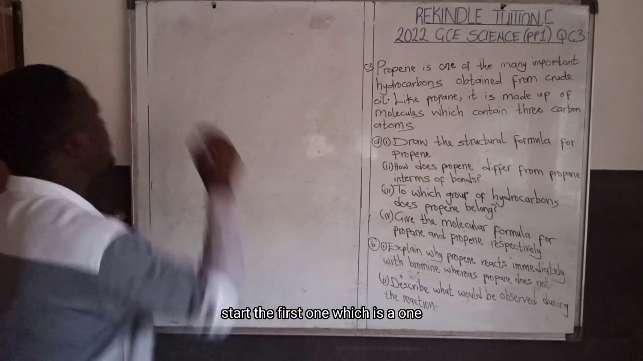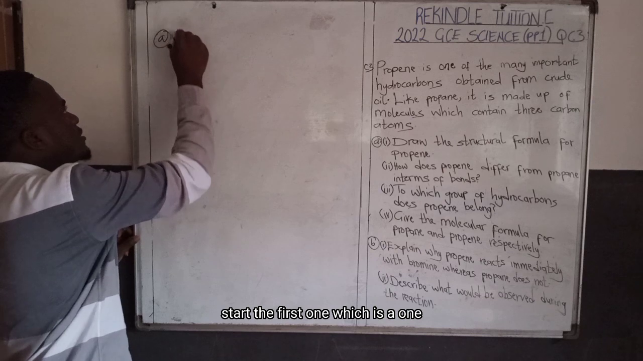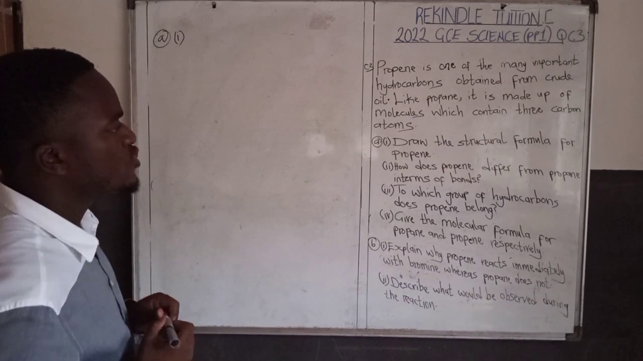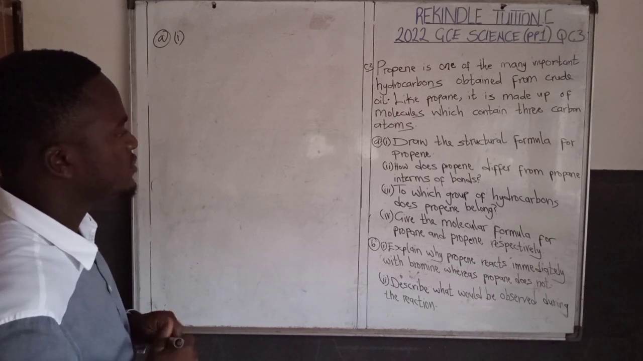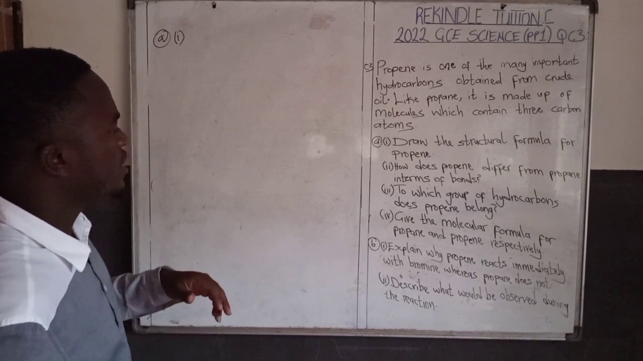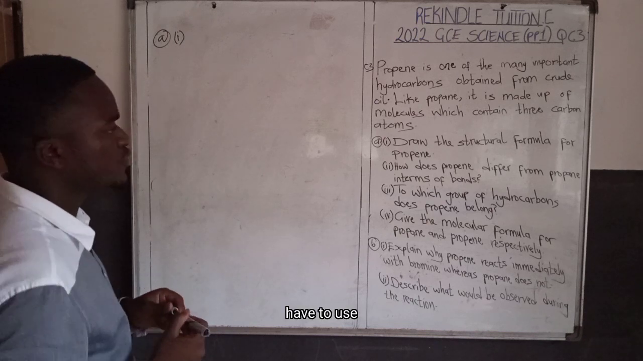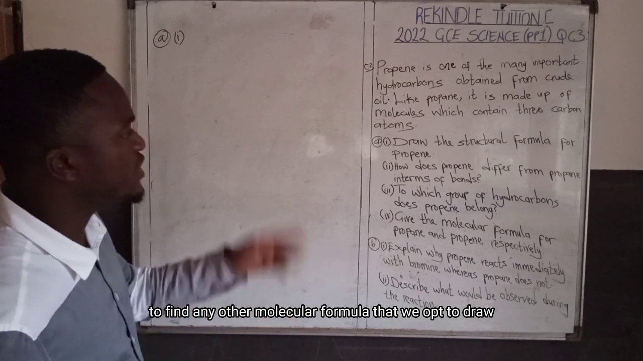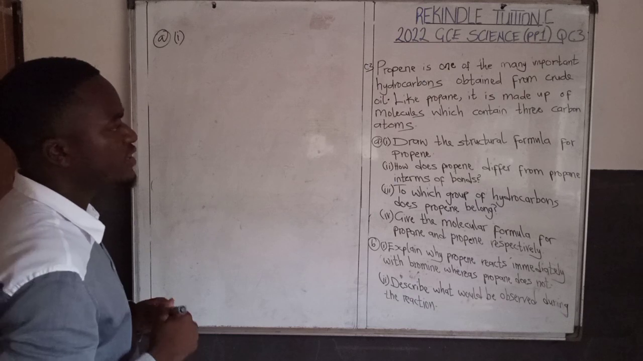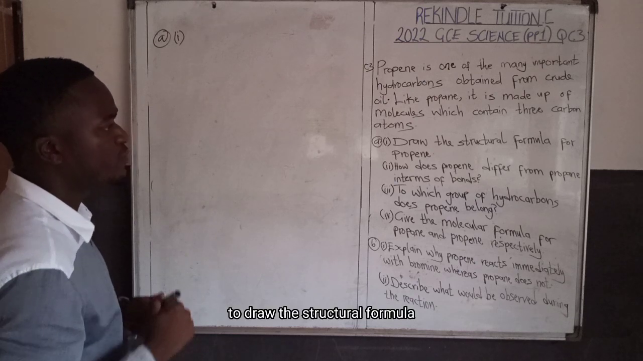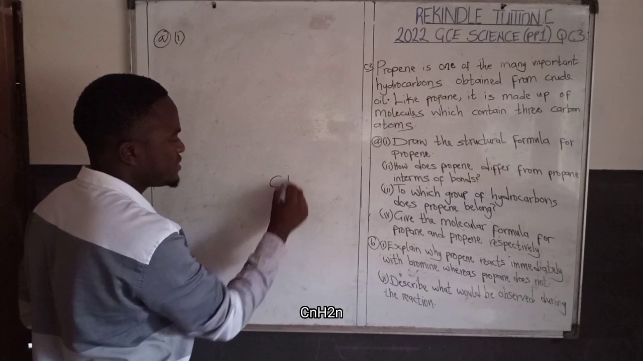So we'll start with the first one, which is A1. Okay, draw the structural formula for propene. So we can first figure out the formula that we use to find any other molecular formula that will help us to draw the structural formula. So this is what we use, CnH2n.